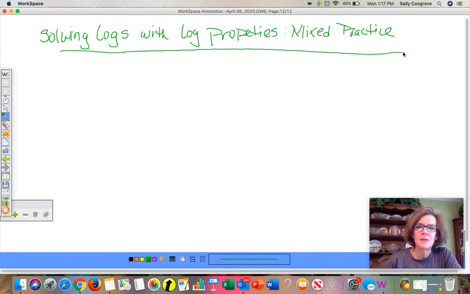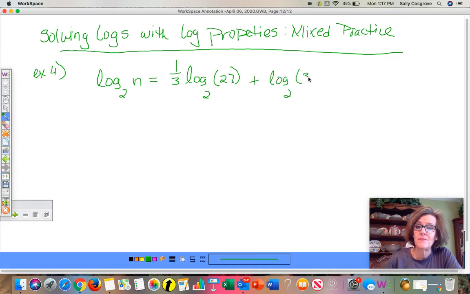So this is example 4. Log base 2 of n equals 1/3 times the log base 2 of 27 plus the log base 2 of 36. Okay, so just press pause for a minute and look and see what's happening.